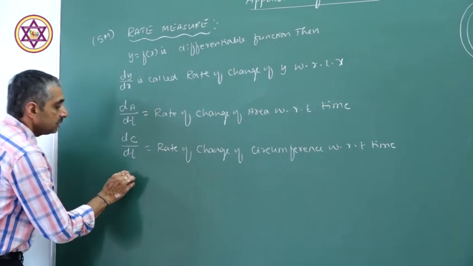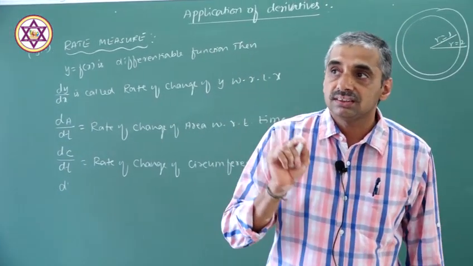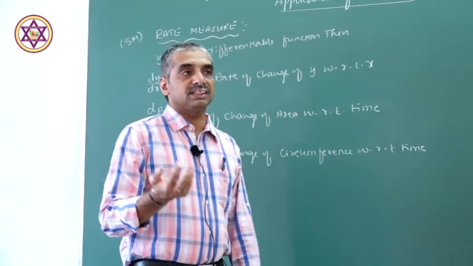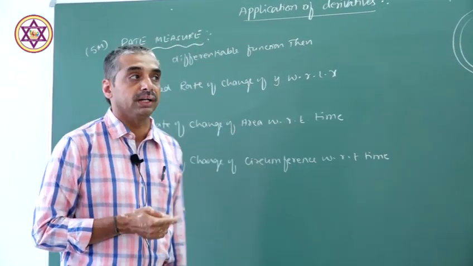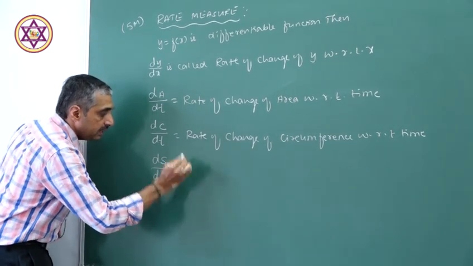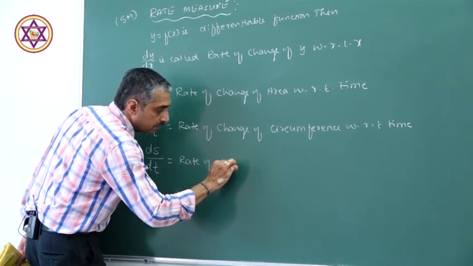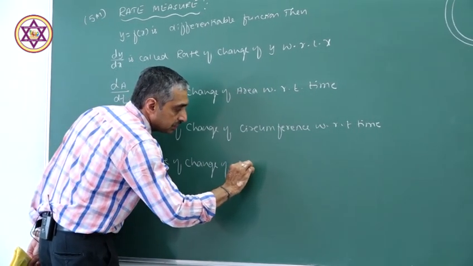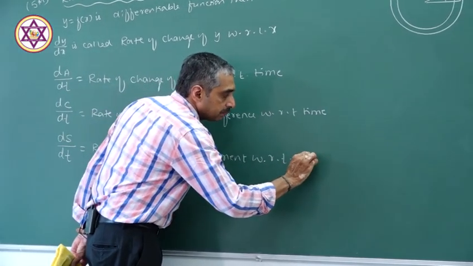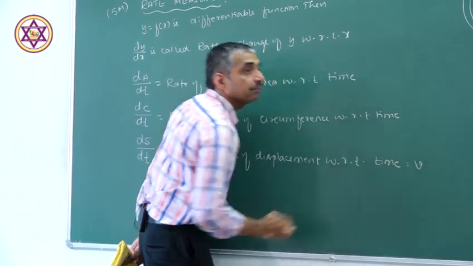Similarly, I think you have studied in physics, if S is the displacement of a particle, rate of change of displacement. Whenever we say rate, in most cases the rate is measured with respect to time only. If S is the displacement of the particle, ds by dt is the rate of change of displacement with respect to time. I think you know we call that velocity.